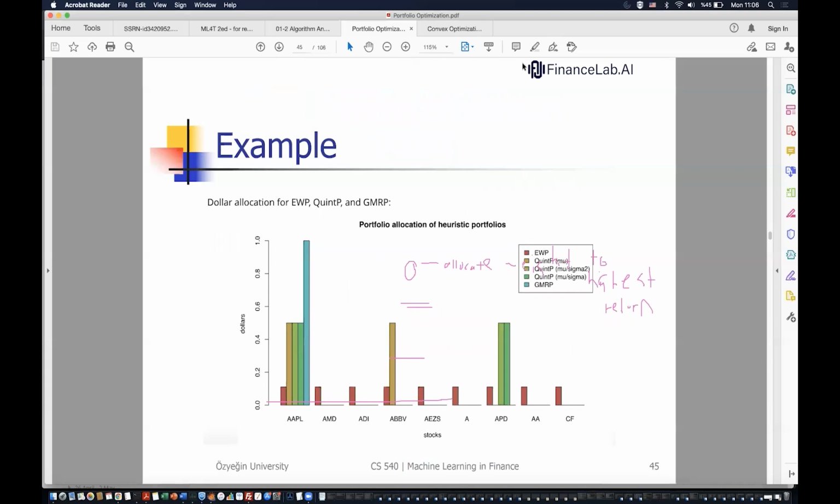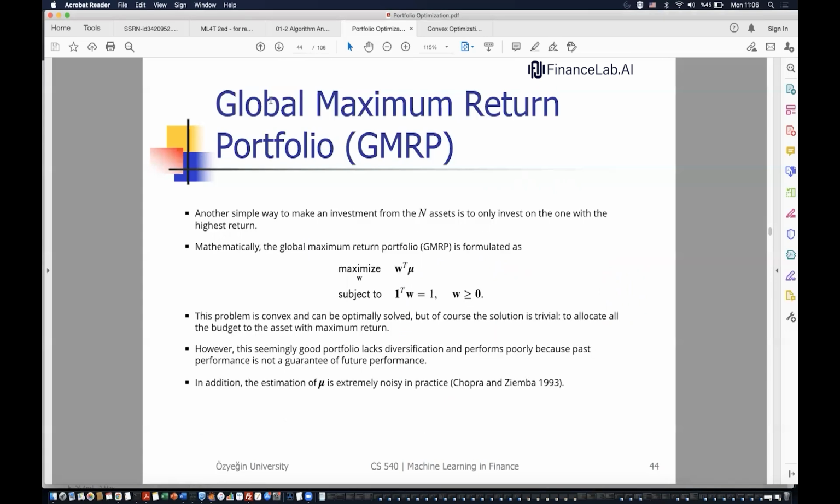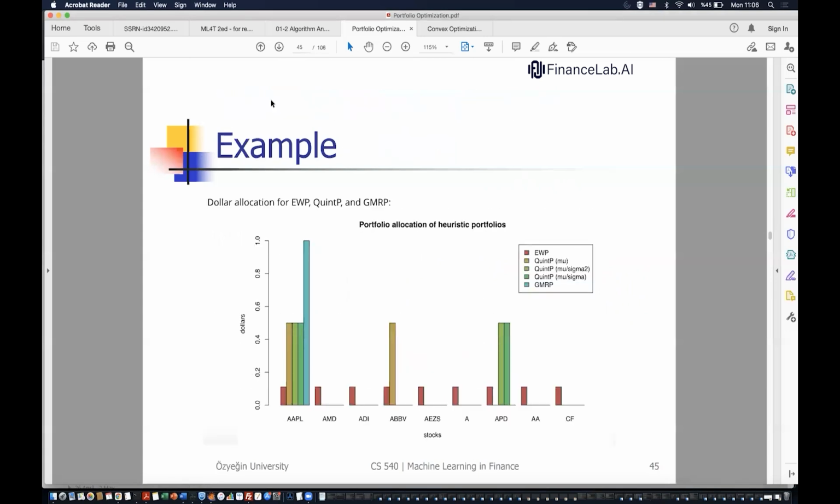Here, for different asset classes, is an example of dollar allocation for the equal weighted portfolio, quintile portfolio, and global maximum return portfolio. This is the portfolio allocation of the stock heuristic portfolios among the assets, starting with Apple, AMD, and including the other ones, including the CF. The y-axis shows the dollar amounts invested. For some of them, all the dollars are invested in a single one, such as Apple, which has historically had the highest performance. But for some of them, it's not this case.